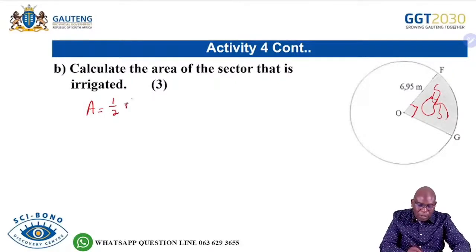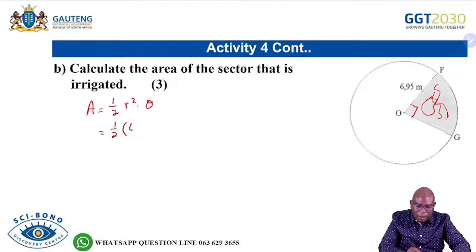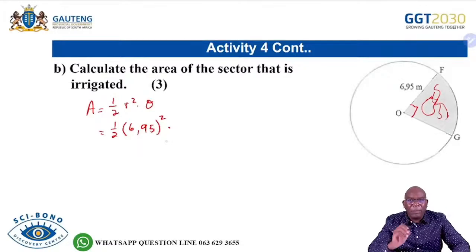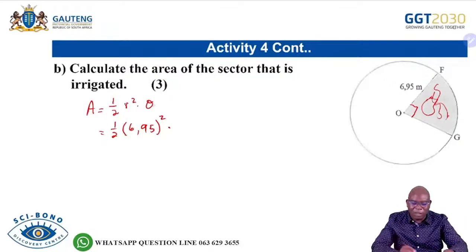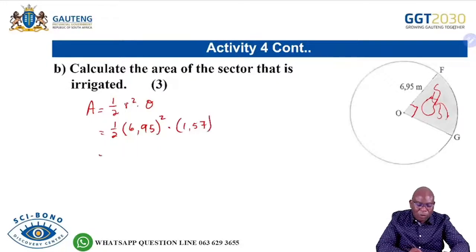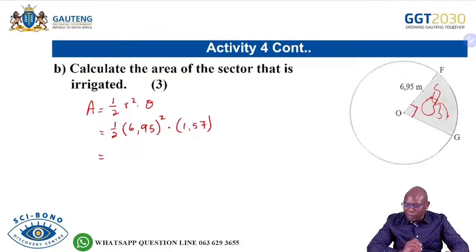So I'm going to use half r squared multiplied by the angle, because I have the angle and I have the radius. So half of my radius, 6.95, all squared, multiplied by the angle, which is 90 degrees. But remember, this angle must be in radians. I already know the radians. Can you see how we use whatever we got previously? I already have the radians, which is 1.57, so I don't need to say 90 multiplied by, I've already done that. Then what do I get?